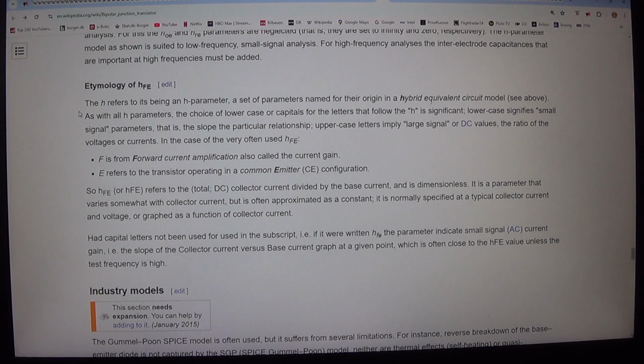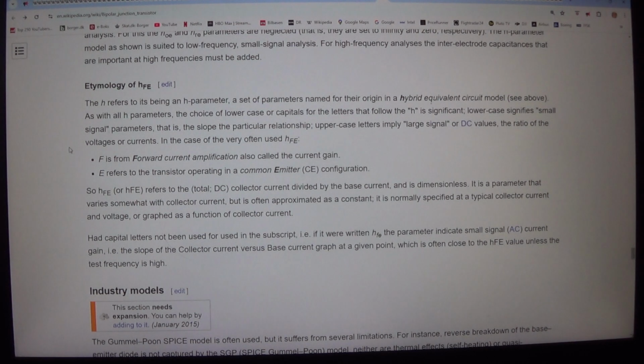Etymology of hFE. The h refers to its being an h parameter, a set of parameters named for their origin in a hybrid equivalent circuit model, see above. As with all h parameters, the choice of lowercase or capitals for the letters that follow the h is significant. Lowercase signifies small signal parameters, that is, the slope of the particular relationship. Uppercase letters imply large signal or DC values, the ratio of the voltages or currents.